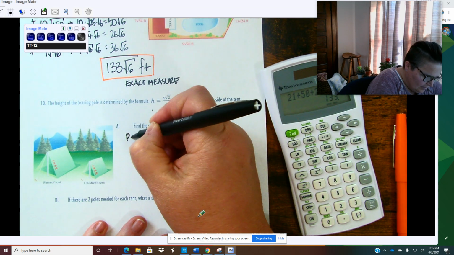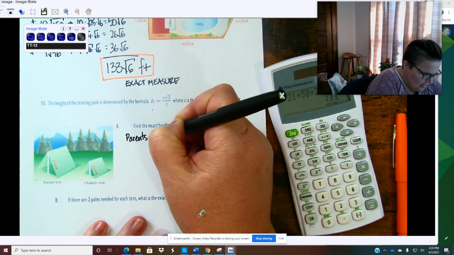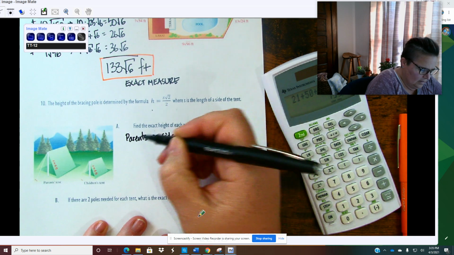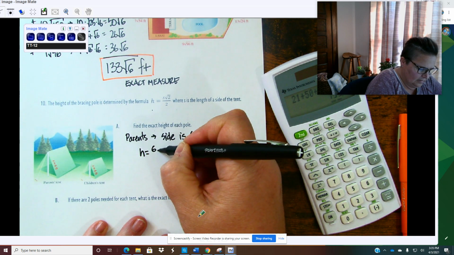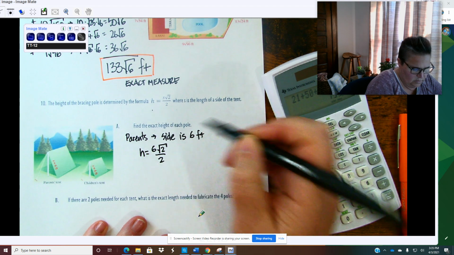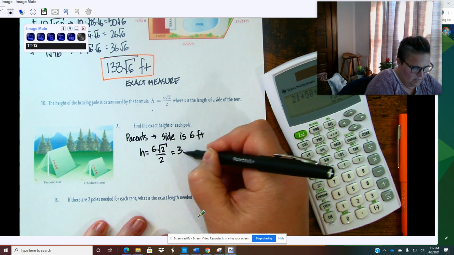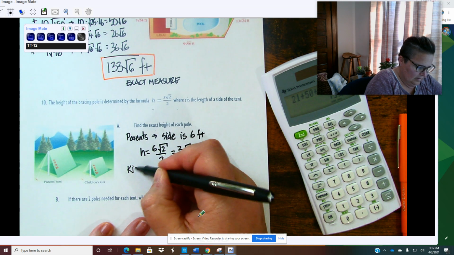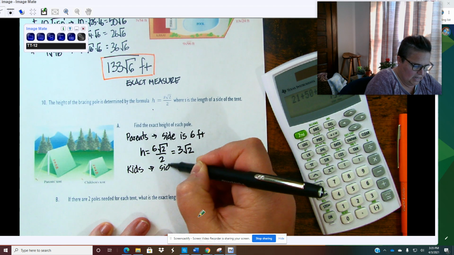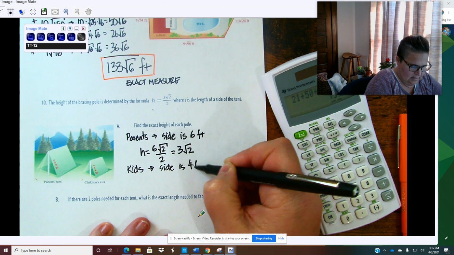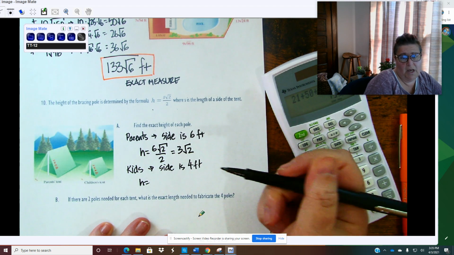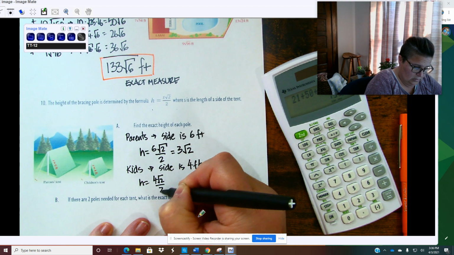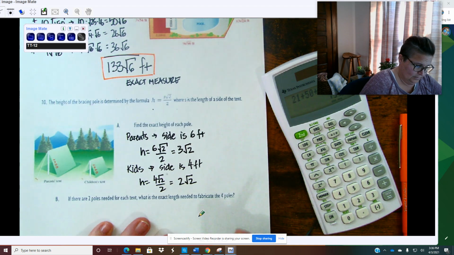We want to find the height of each pole. So for the parents, the side of the tent is 6 feet. So the height of the pole would be 6 square root of 2 over 2, which 6 over 2 is 3 square roots of 2. For the kids, each side is 4 feet. So the H, or the height of the pole, would be 4 square roots of 2 over 2, which is 2 square roots of 2.